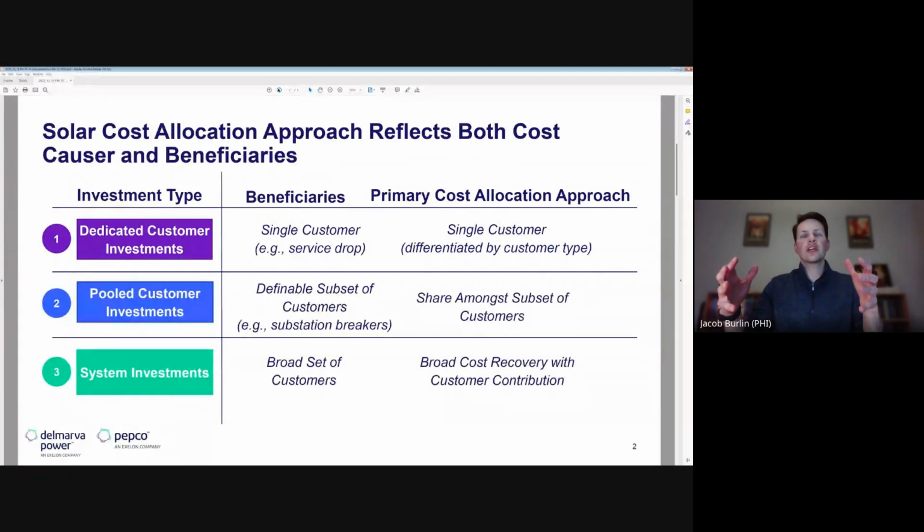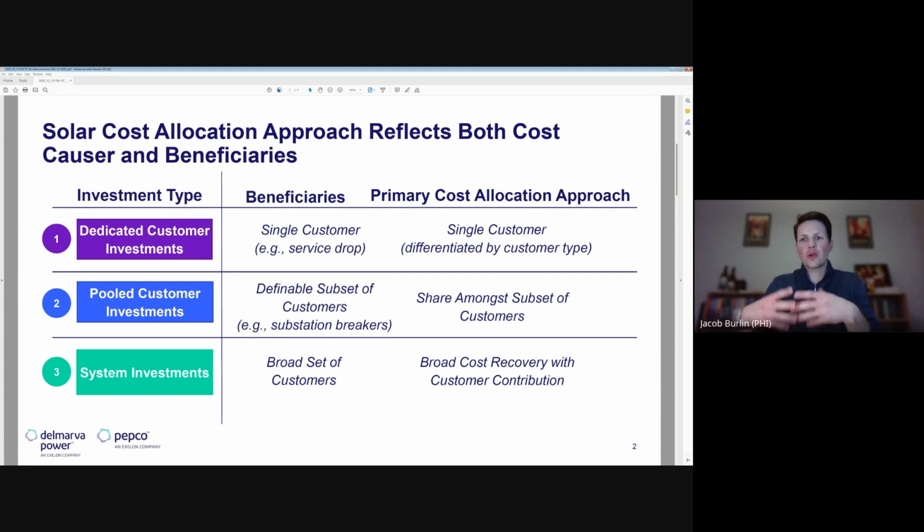It's looking at it from an investment perspective, three different types of investments, and what the cost allocation is for each of those, and the beneficiaries as well. So obviously you have dedicated customer investments that are specific to a single customer as it relates to their interconnection. You have areas where you may have pooled customer investments. If you've identified a subset of an area or a subset of customers that are all looking to interconnect, you can look from an allocation approach to be able to share that among that specific pool.